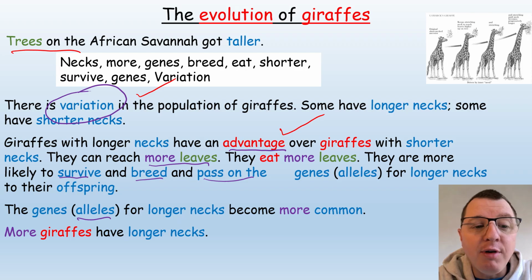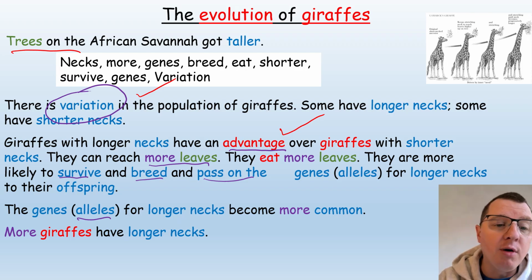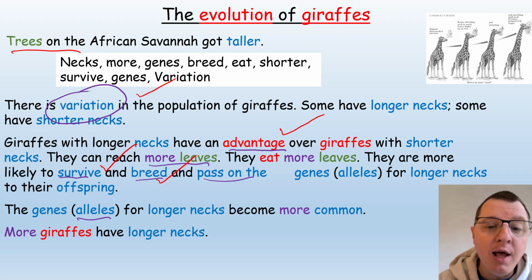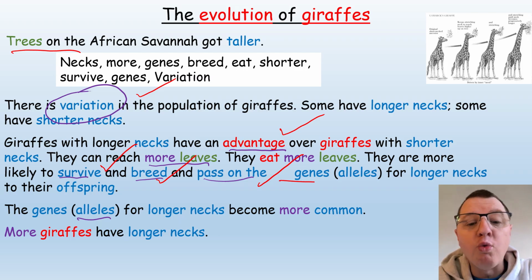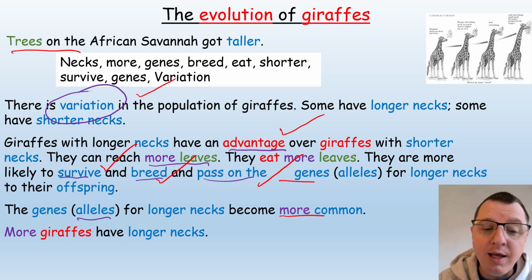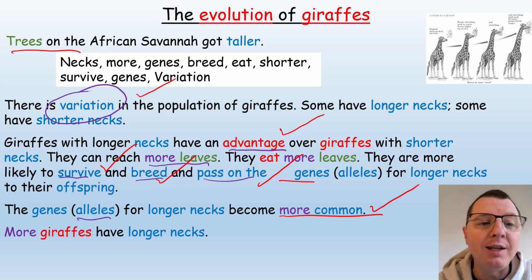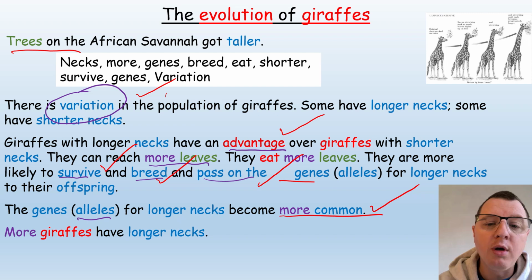Once you've identified the advantage, you state that the individuals with that advantage are more likely to survive, breed, and pass on those alleles for that advantage to the next generation. And therefore, those genes or alleles will become more common in that next generation. And by that way, we should be able to easily get all 6 marks. 1, 2, 3, 4, 5, and 6.